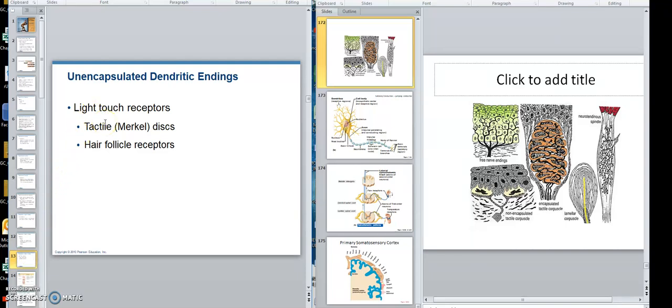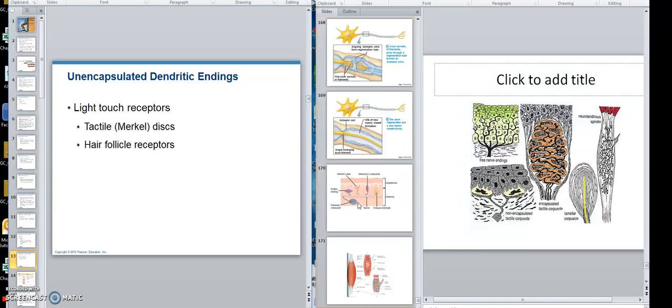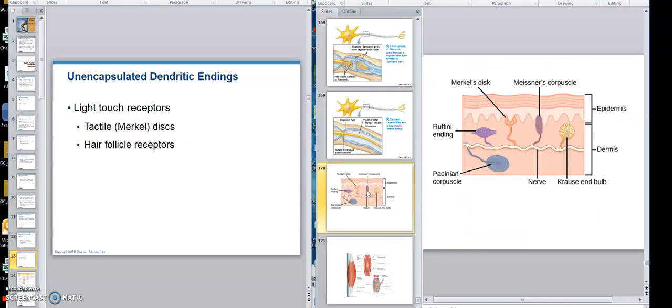Light touch: Merkel's disc, hair follicle receptors. Right here is a Merkel's disc. Go back to the skin. Remember we had hairy skin and non-hairy skin, which was called glabrous skin. It was the palms and soles. So light touch on skin that does not have hair, like the palms and soles, you would push down and activate this Merkel's disc.